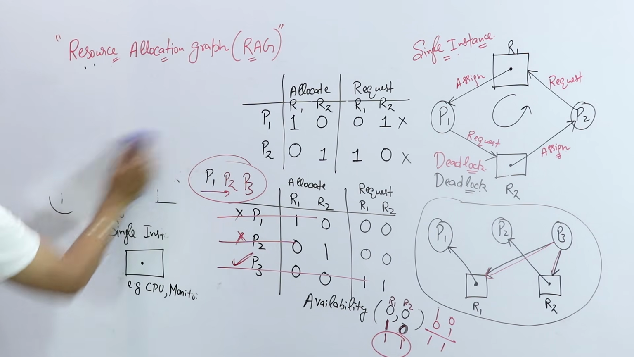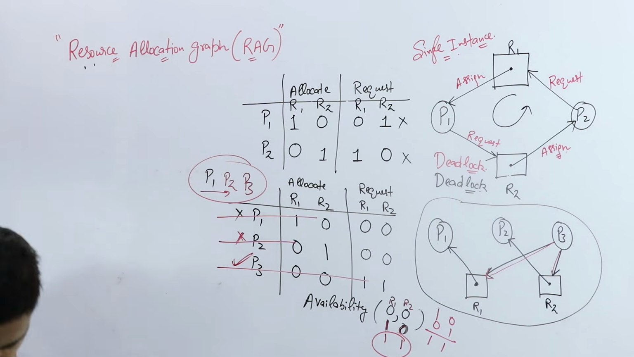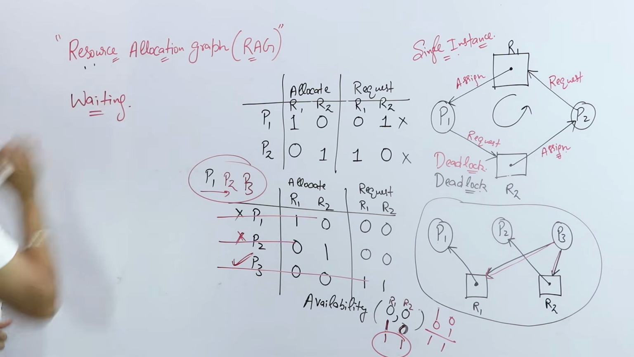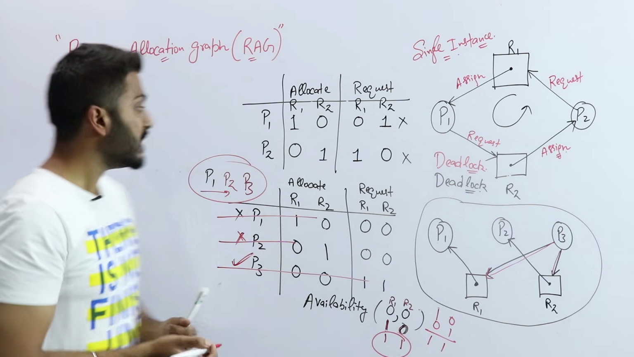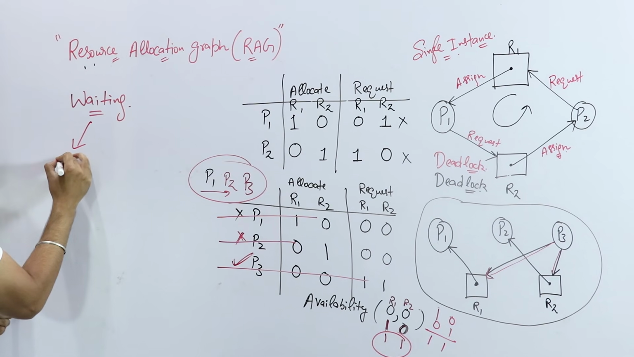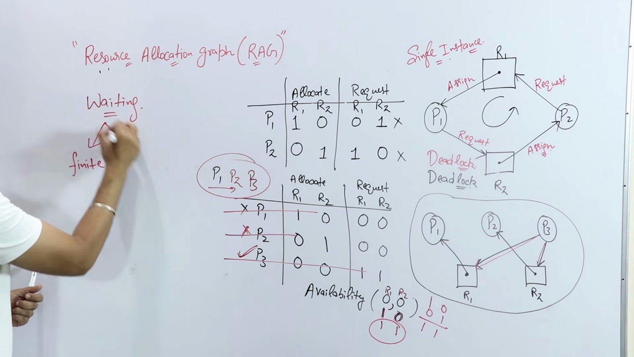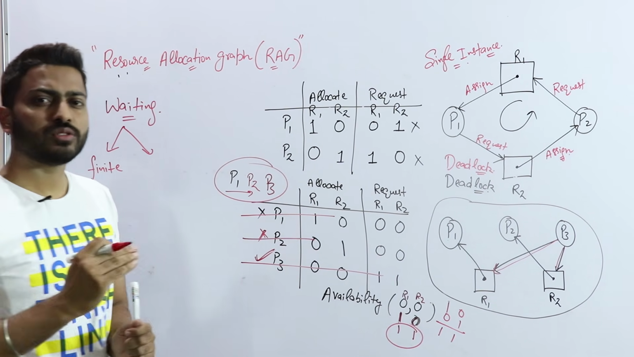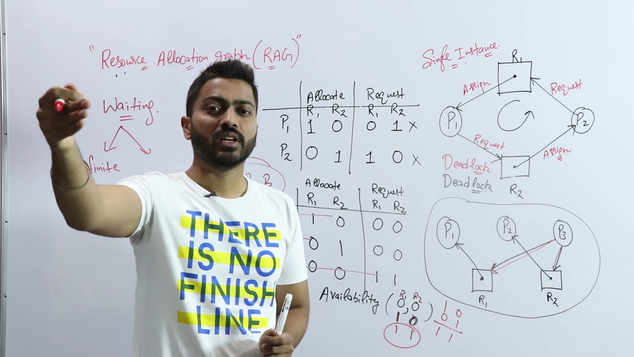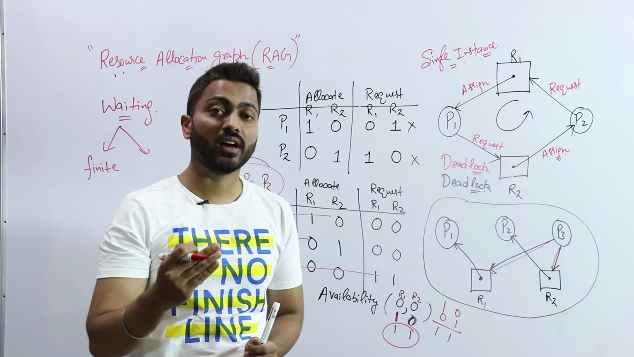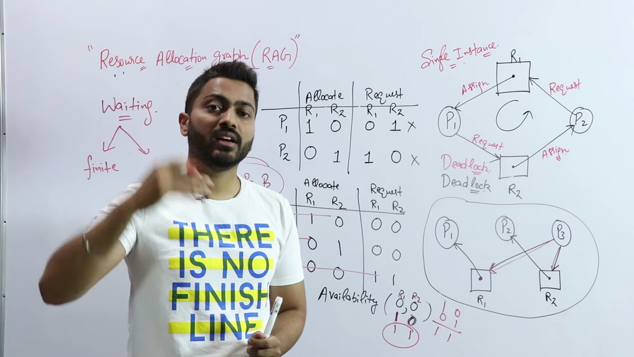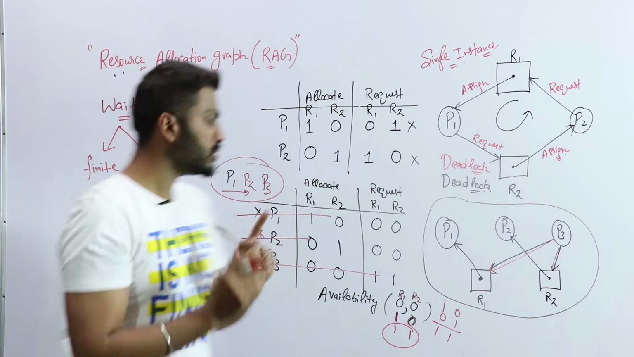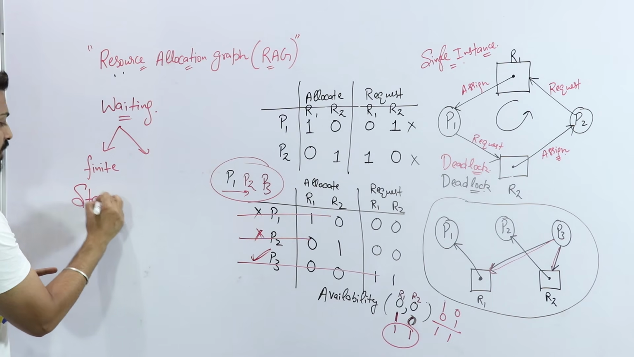When we say waiting, we are simply saying that a process is waiting for a resource. If the waiting is finite, it means I know that a process will wait for that particular amount of time. The time can be 1 minute, 1 hour, 1 day, 1 year, 10 years, 100 years. Even if it is 1000 years, still it is finite. So that is called starvation.